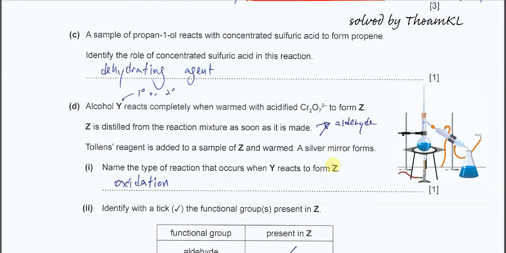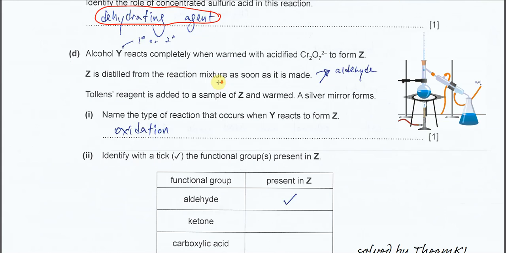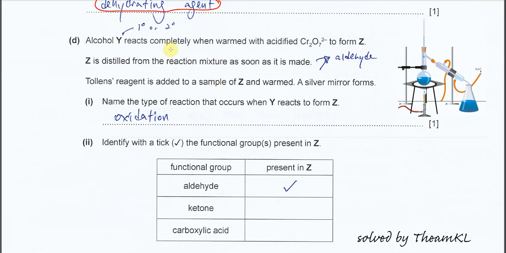Part C. A sample of propan-1-ol reacts with concentrated H2SO4 to form propene. Identify the role of concentrated H2SO4. Of course, it is a dehydrating agent. Part D. Alcohol Y reacts completely when warm with acidified dichromate ion to form Z. Z is distilled from the reaction mixture as soon as it's made. Tollens reagent added to Z, silver mirror forms. We know that Z must be an aldehyde.